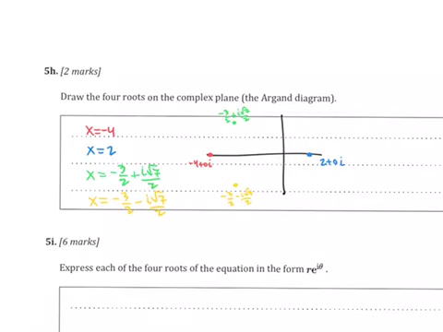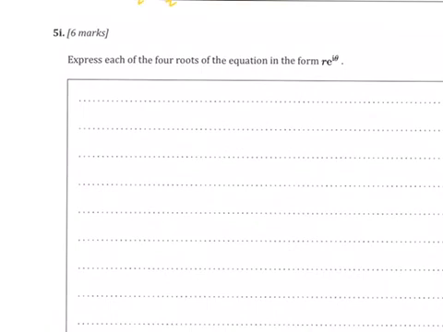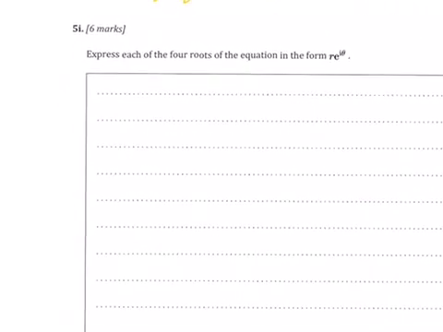Alright, awesome. Let's do part I, 6 marks here. Express each of the 4 in re to the i theta form. Let me remind myself what I had in what color. Okay. So if x equals negative 4, it's got a modulus of 4 and an angle of rotation of pi. So that would be x equal to 4e to the i pi. Or, you could think of it, and this isn't the right form, but 4 cis pi.